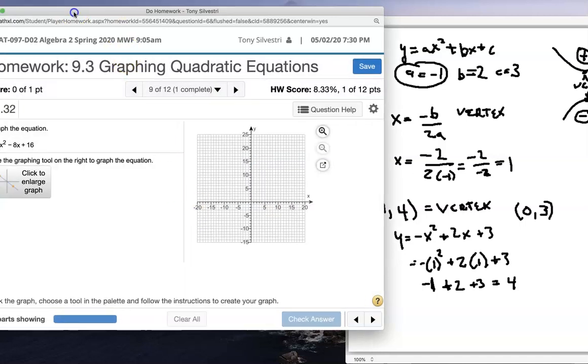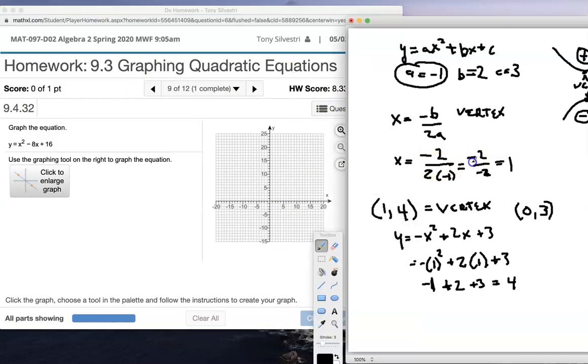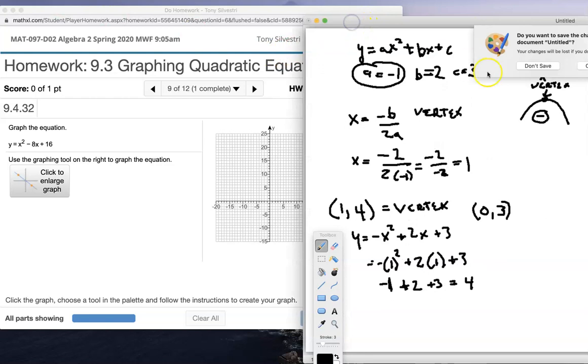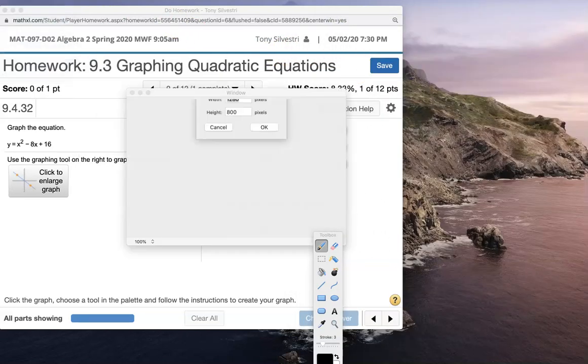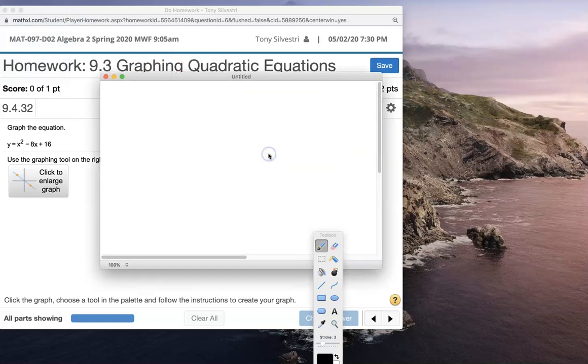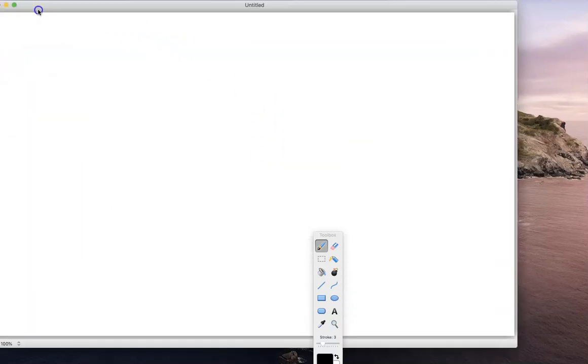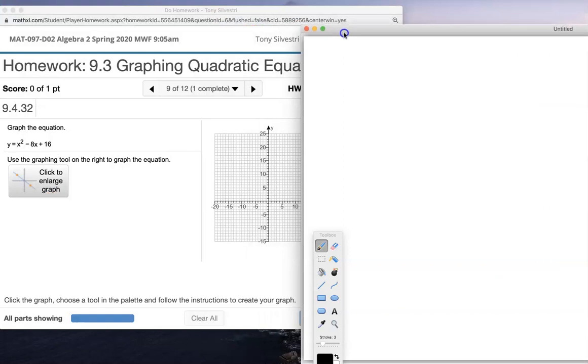Okay, let's move this over here. Let's do a nice clean. Kill this. Don't save it. File, new. I'll move it over here. That's good. Oh boy, there's a little graph there. It's kind of scary. So let's come over here.